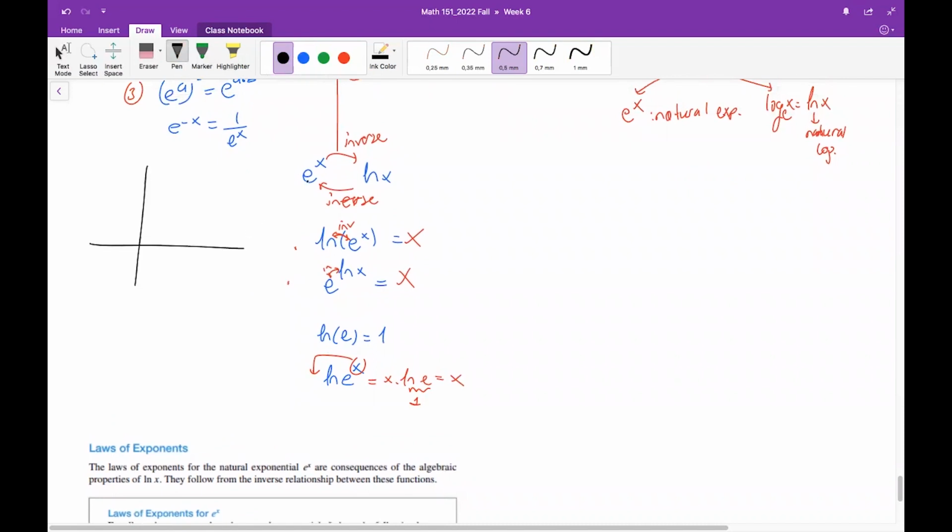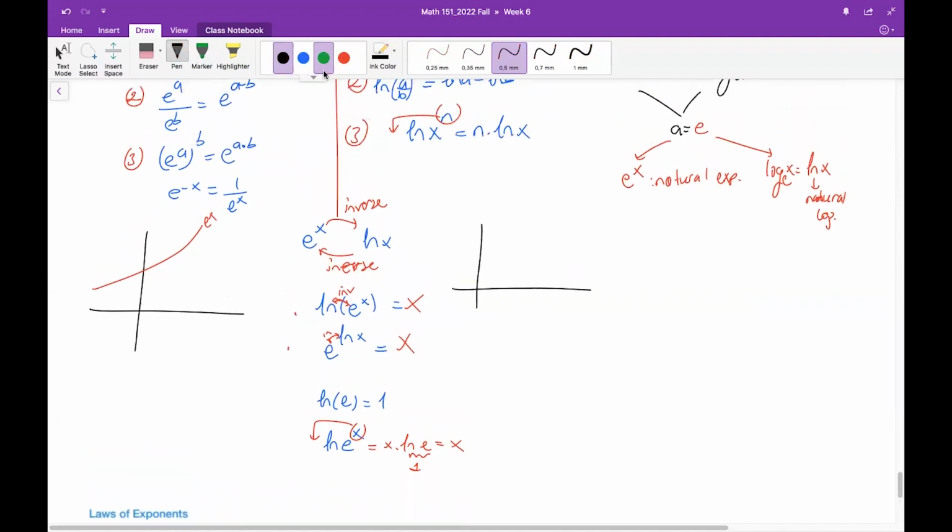Also, we can draw the graphs of these two functions. This is the function e to the power x. This is the graph of it. And let's put here the graph of the ln x function. It behaves like this. As you approach 0 from the right, the values of the ln x function go to, sorry, not plus, of course, it is minus infinity.